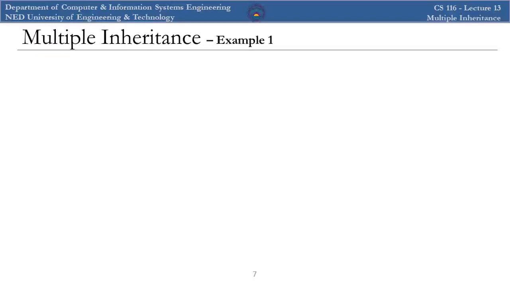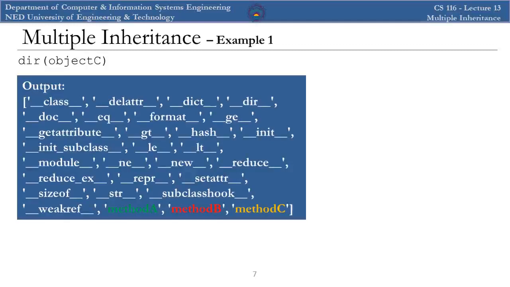Okay, now there is one more way to check this. I can use the dir function on this object C. So here I am calling dir on object C, and this is the output that it produces. Now here you can see a list of methods. Although we defined only one method in C, one method in B, and one method in A, there is a whole list of methods here. And where are all these methods coming from? For that, let's see the hierarchy.